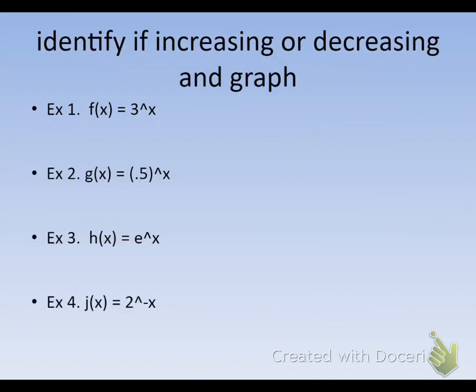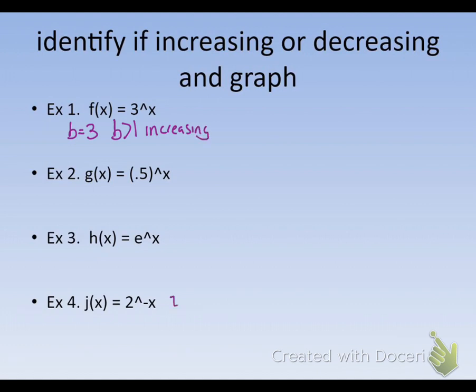Okay, so what we're going to do is identify if it's increasing or decreasing, and we're going to graph. So we're going to do a T-chart, do a rough graph, and then tell if it's increasing or decreasing. For our first one, our b is 3. Since that is greater than 1, what does that mean? Yep, increasing. I'm going to do that for all the problems.